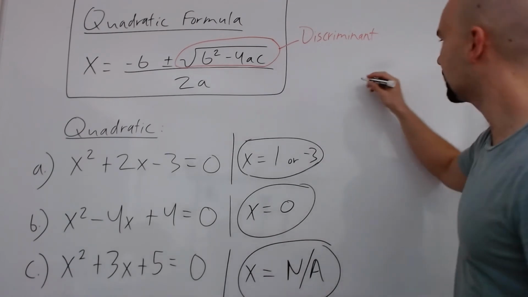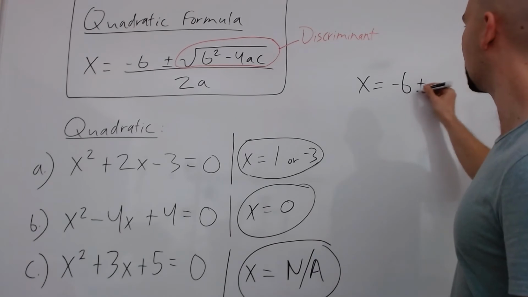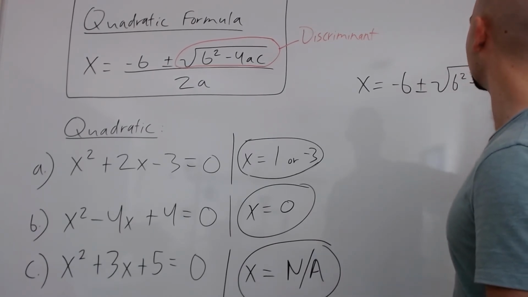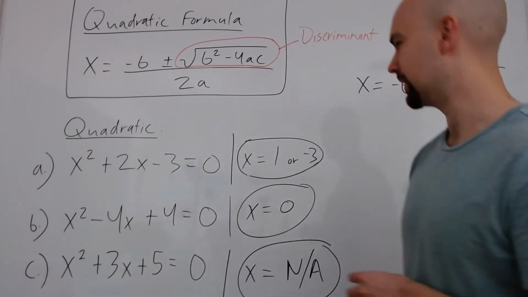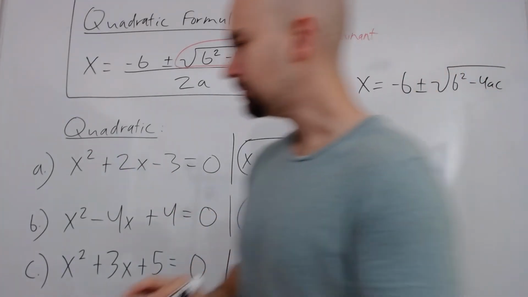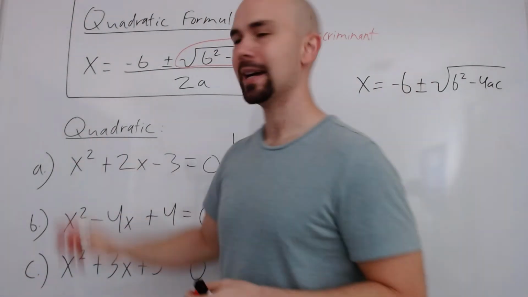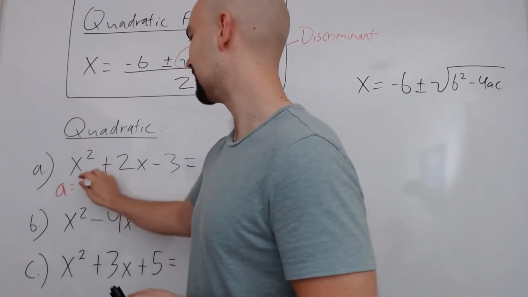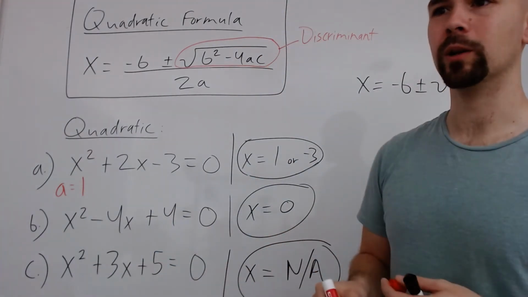I'll go ahead and copy this again, good for practice. X equals negative b plus or minus the square root of b squared minus 4ac. And now we're going to do the quadratic equation A. It's already in standard form, so the value in front of x squared is going to be your A value, or the coefficient of x squared, I mean. So A is 1, because you have 1 x squared, an imaginary 1.